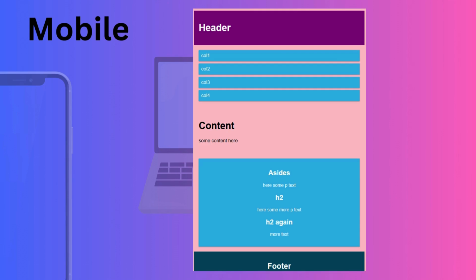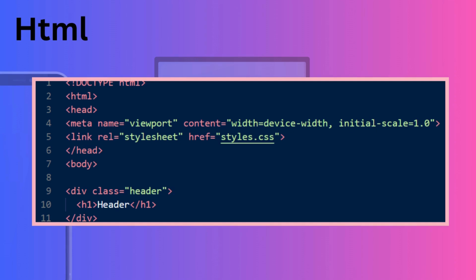Now let's see the code step by step so we can understand. Don't worry, the code will be very easy. First we see the HTML code and then we see the CSS code. Here you can see first the HTML code.